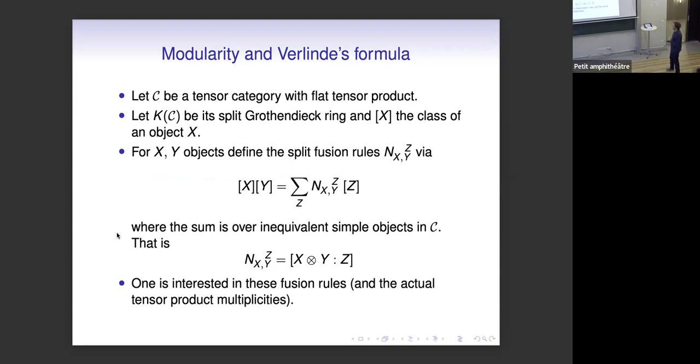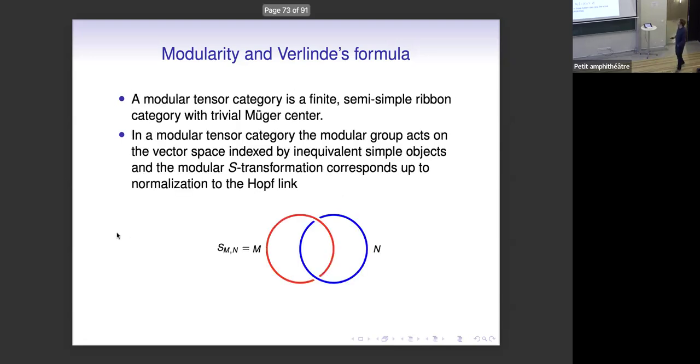So we start with a tensor category. We have its Grothendieck ring, and then we can define the Grothendieck fusion rules via this formula, where the fusion coefficients are the multiplicities with which Z appears in the tensor product of X times Y. If it's semi-simple, it is just the multiplicity with which Z appears in the fusion product. And in conformal field theory, one calls these numbers the fusion rules. For obvious reasons, they are very interesting, and usually they are not easy at all to compute.